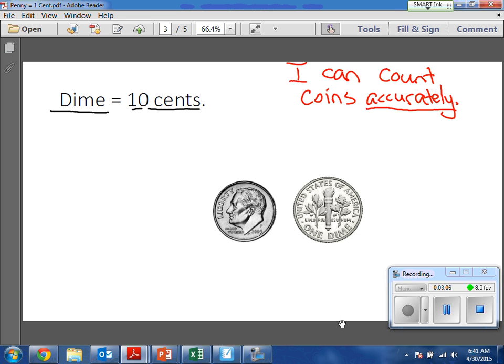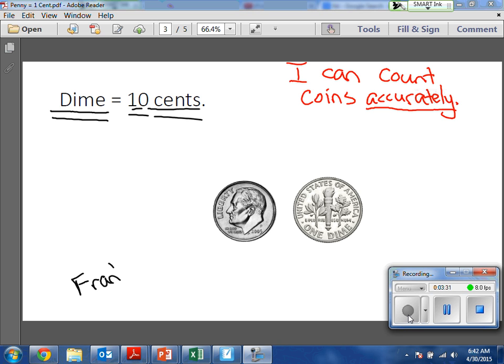Now let's talk about our dime. Our dime is worth 10 cents. The dime is really easy because the dime is actually the tiniest coin out of all 4 of them we're going to talk about. It's the tiniest of all 4 that we are going to talk about today. Now, the guy who's on our dime is called Franklin Roosevelt.